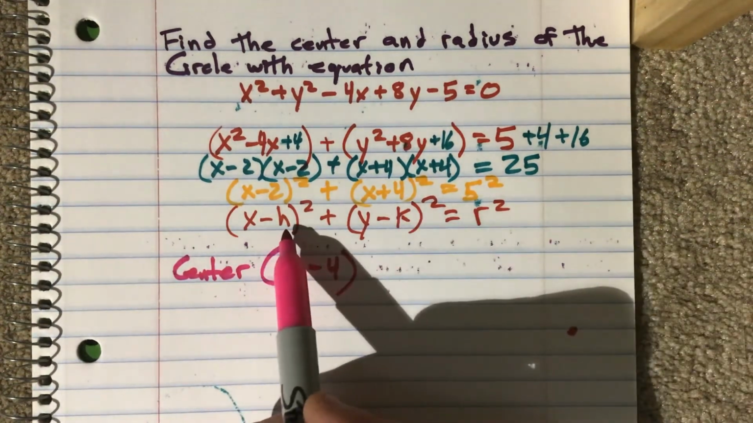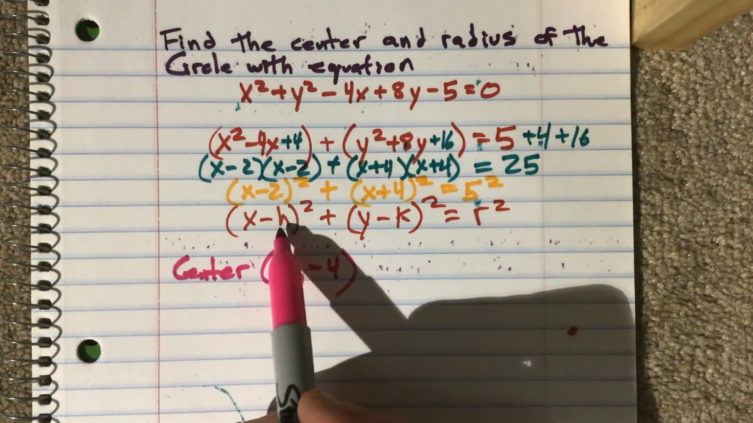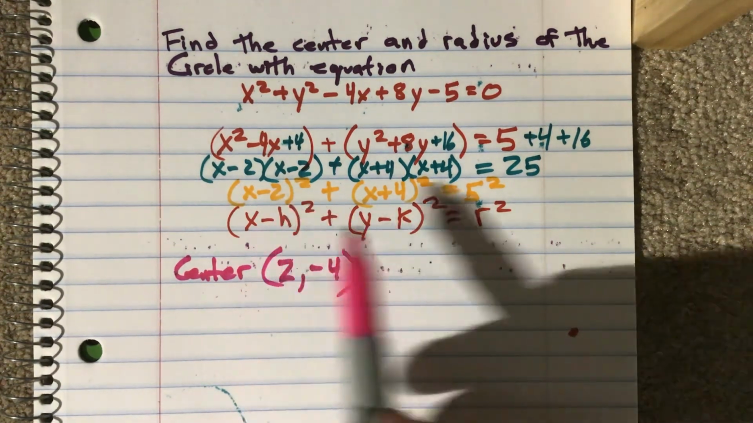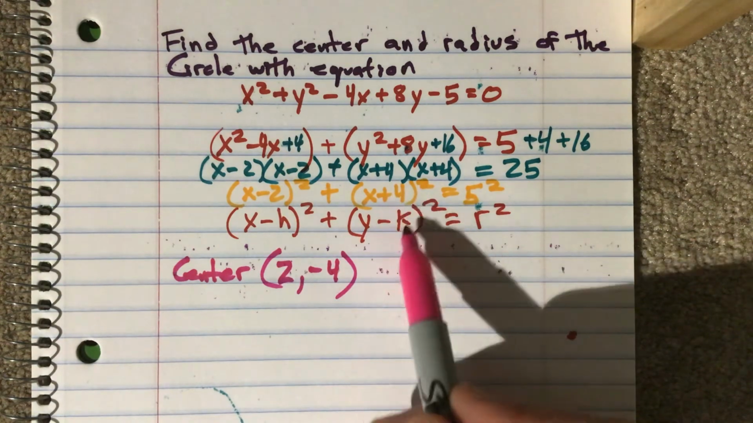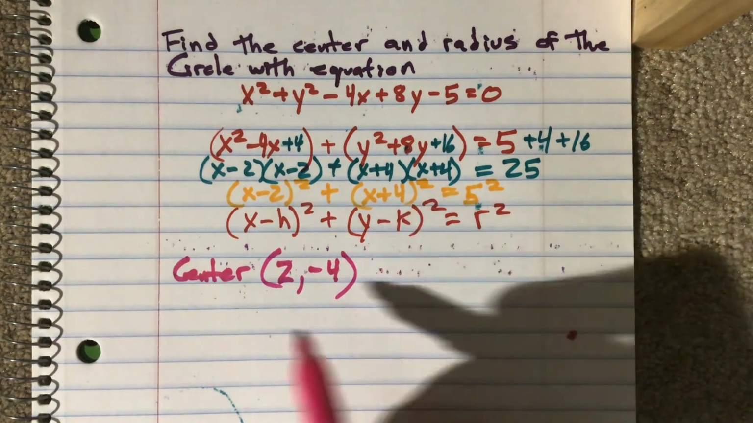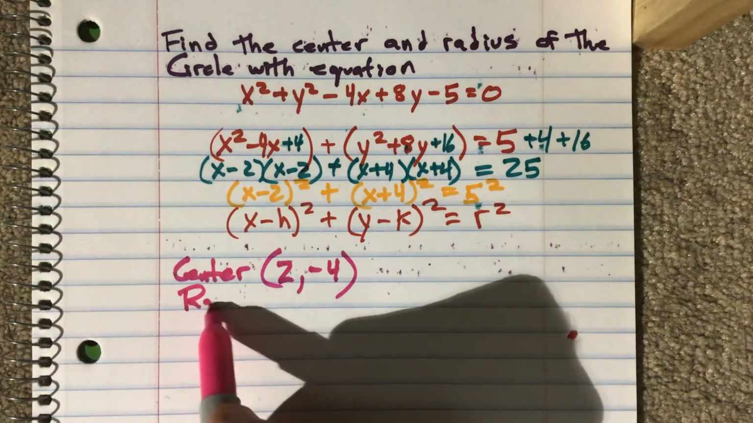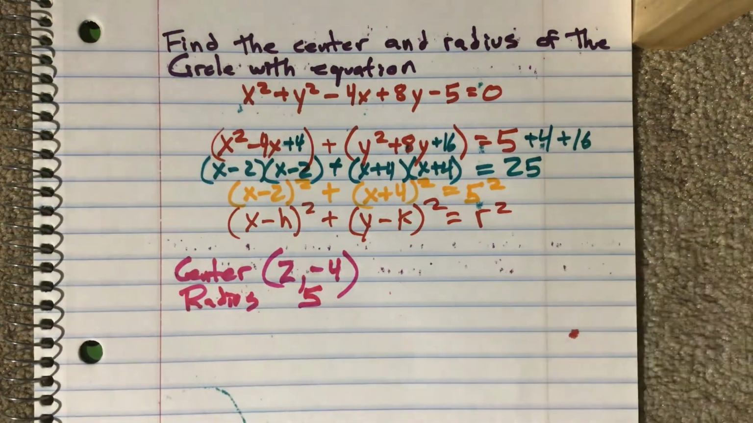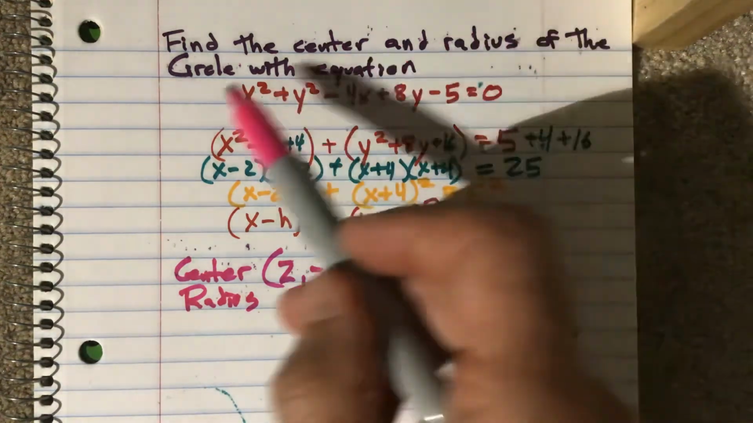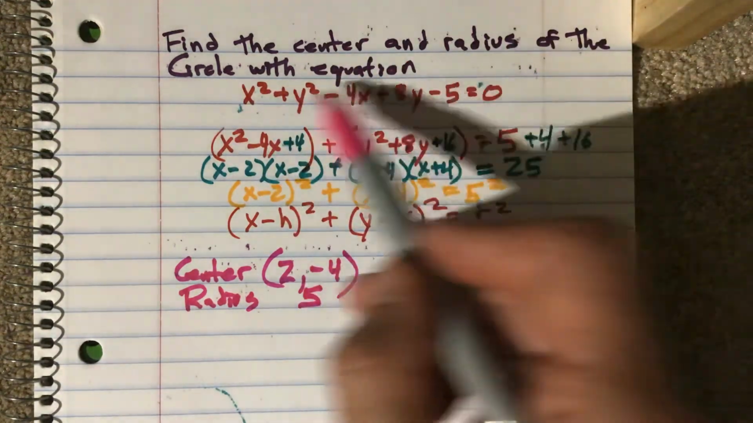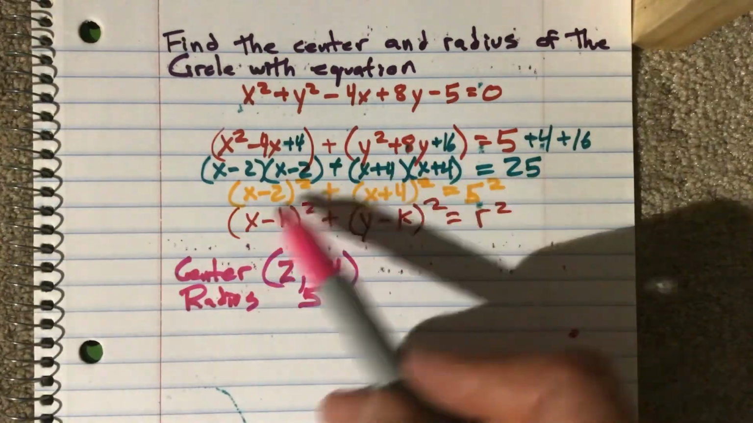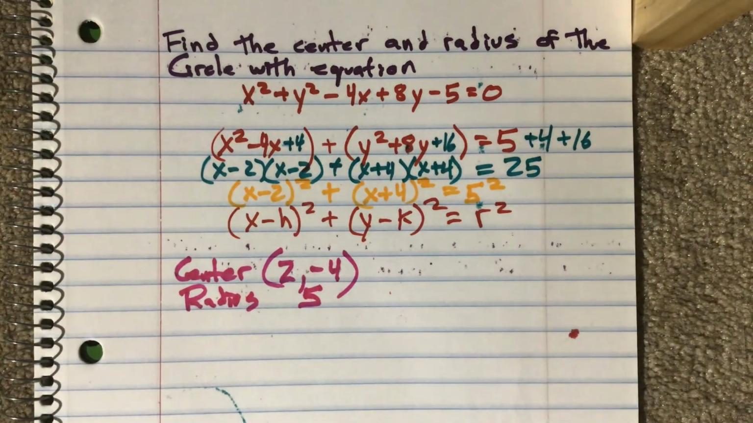right? Because the formula has x minus h, y minus k. So this is my h. This must have been a negative 4, which made this become a plus. And then, of course, my radius is 5. And now I found the center and the radius of a circle with this equation. This equation is in a different form, so I had to get it into the form that we're used to seeing. And that's it.